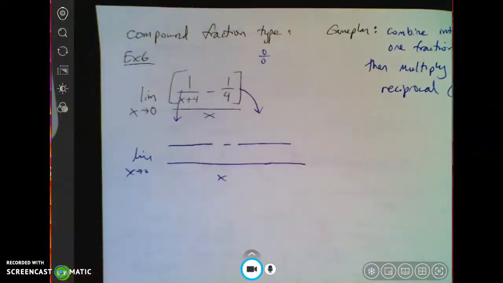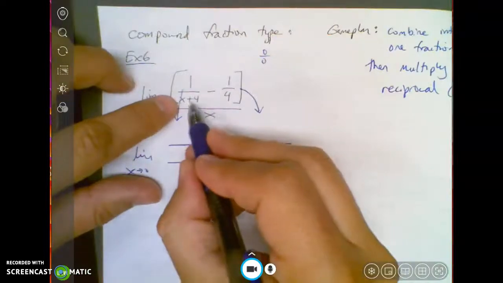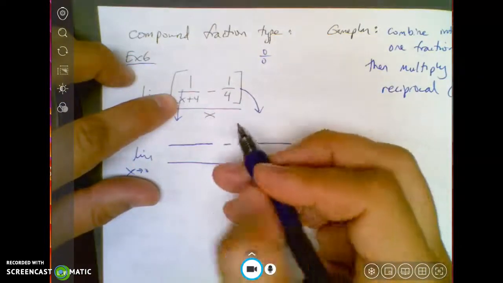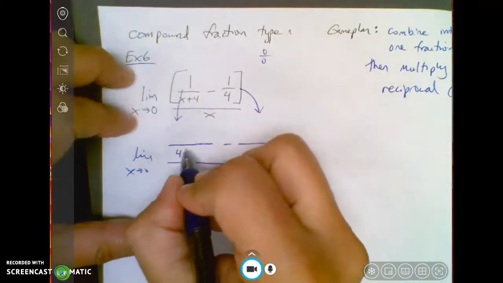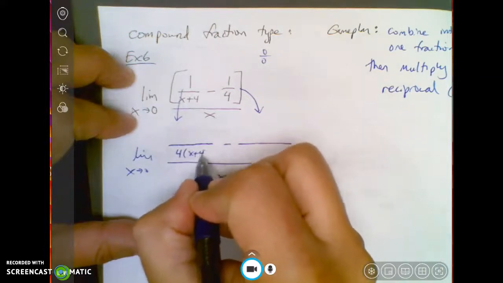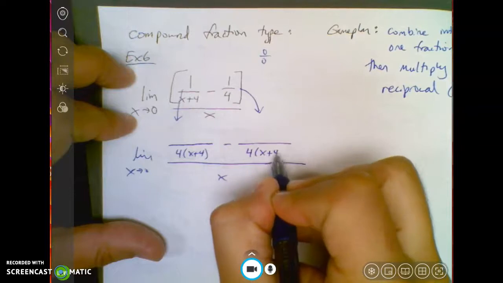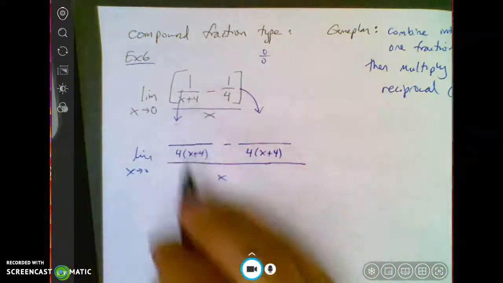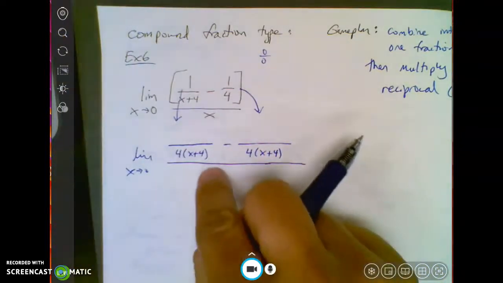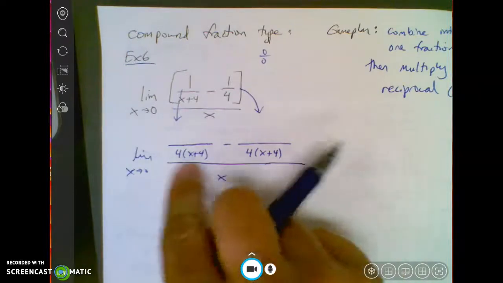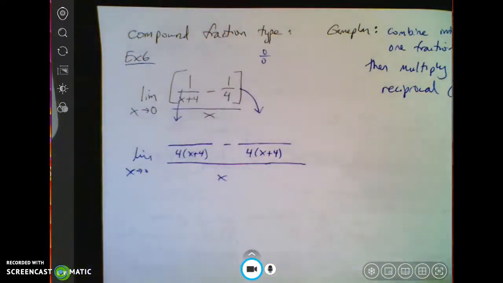The x is already on bottom. So what's common between an x plus 4 and a 4? Nothing. So you just multiply them. Can you always do that? Yeah, actually you can. You can always just take one denominator times the other. Leave them in factored form. You're going to want that later. It makes things easier to cancel.